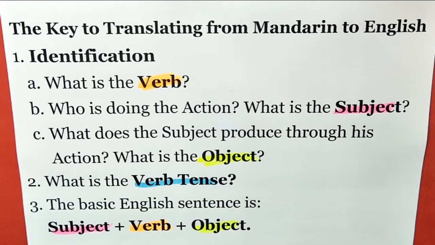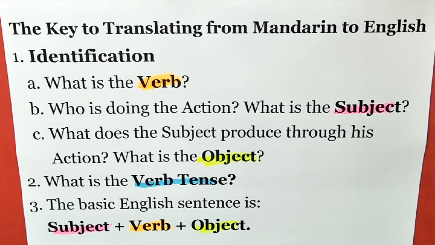Okay kids, Chapter 7, Adverb Clauses. Today we are going to translate. The key to translating from Mandarin to English. 1. Identification. What is the verb? We will color the verb orange.